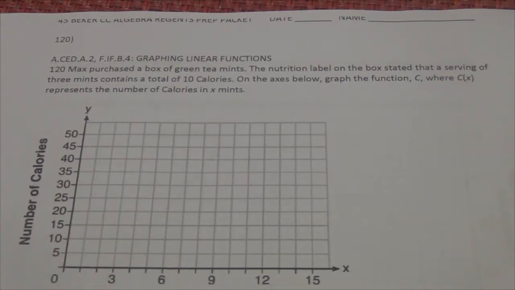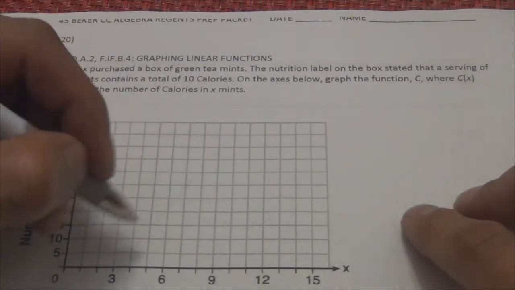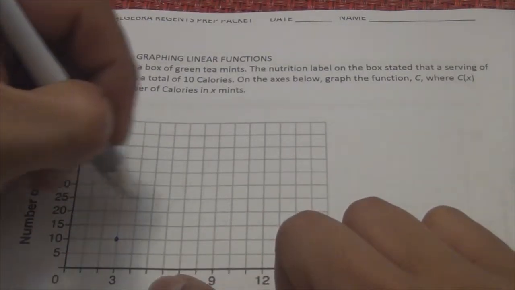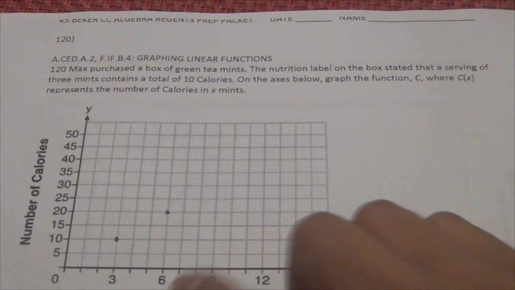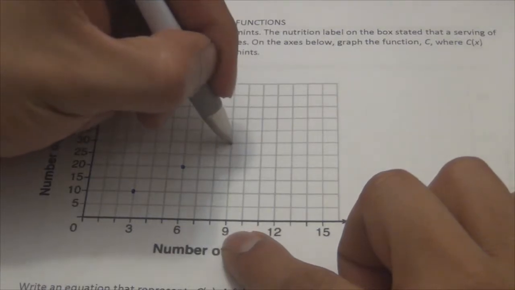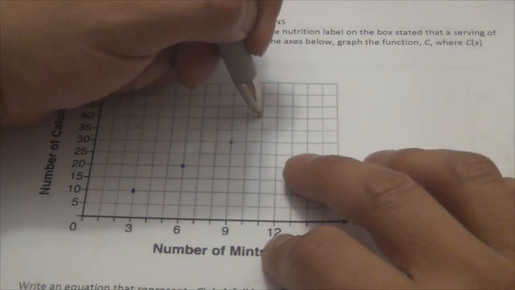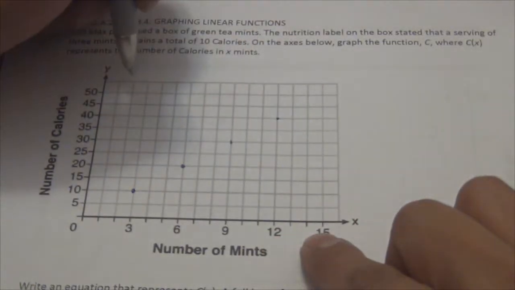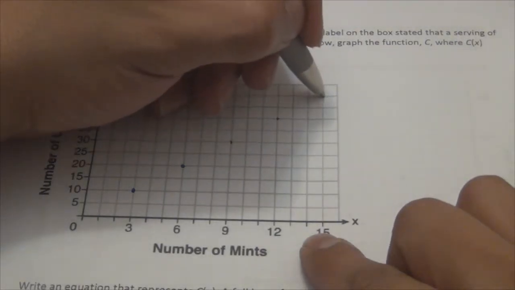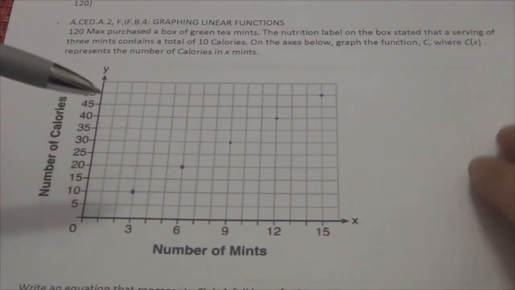That's easy. Okay, first of all, let's see. I'm supposed to graph this data. So what do I know? A serving of 3 mints contains a total of 10 calories. So 3 mints, 10 calories. 6 mints, 20 calories. I hope you understand what I'm doing. Okay, 9 mints, 30 calories. 12 mints, okay, I get it. 40. Alright, so you see, it goes up by 10 for every 3 mints.